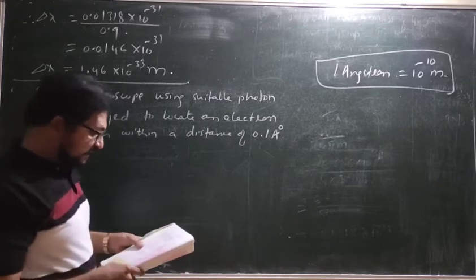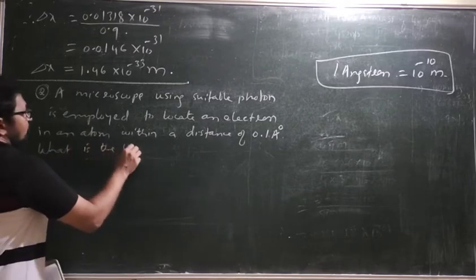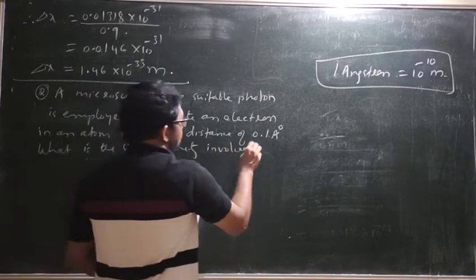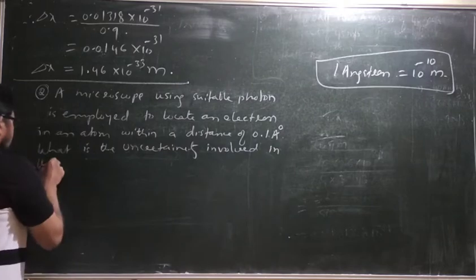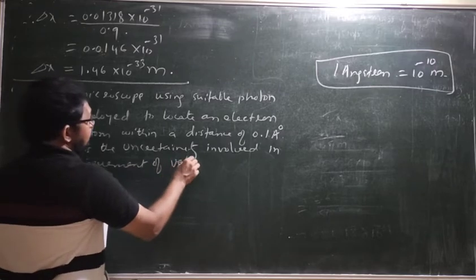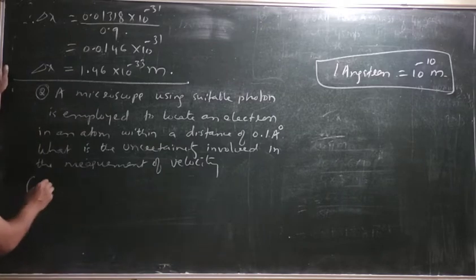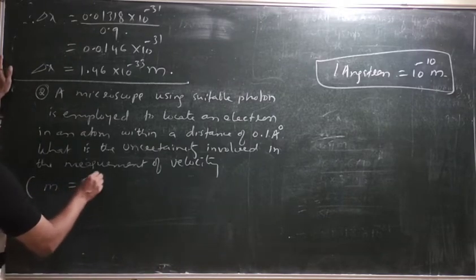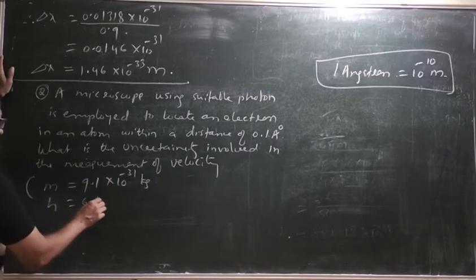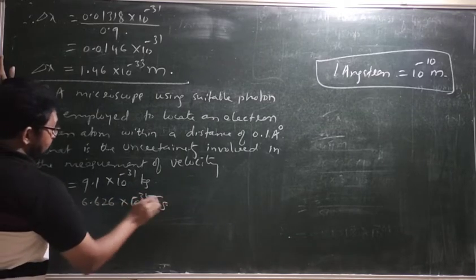What is the uncertainty involved in the measurement of velocity? This is the question. So for an electron, mass I will give you, m is equal to 9.1 into 10 raised to minus 31 kg. Planck's constant 6.626 into 10 raised to minus 34 joules into second.